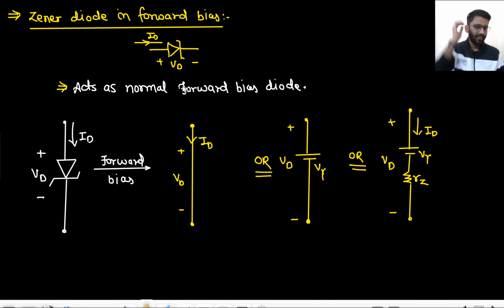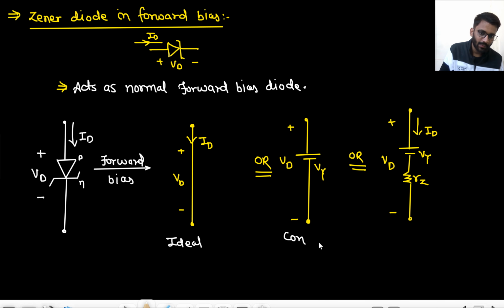So let's see the different conditions. This is the diode, in forward bias. So I am giving positive to P and negative to N. This is the P side, this is the N side. If it is on, it will simply behave as a simple diode only. So there were three models. This was ideal. This was constant voltage drop.